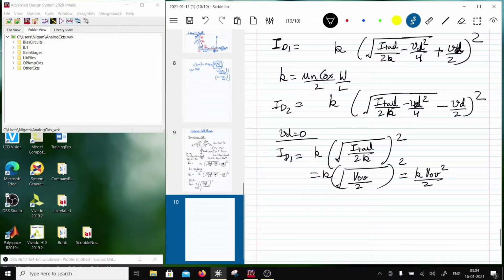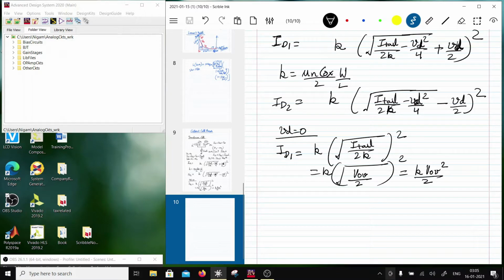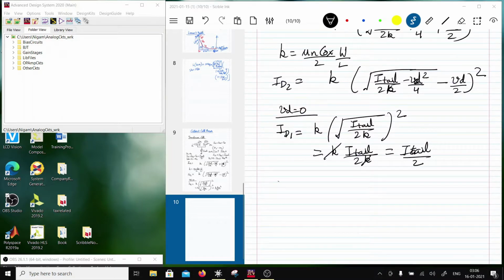Twice of Id, the 2 will cancel out. Hang on. Okay, so we don't have to do that complex maths here. We just have this term, and this term would be equal to, if you just do the square, I tail by twice of k and k. So this will be I tail by 2, right? So Id1 is equal to I tail by 2.